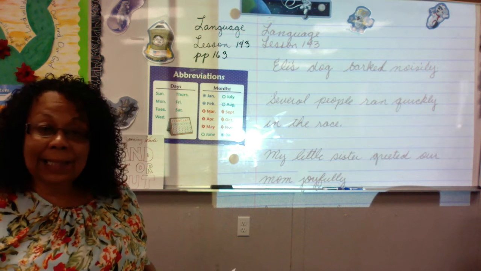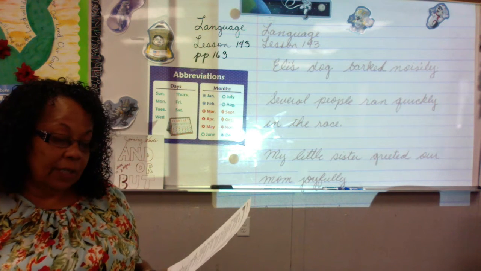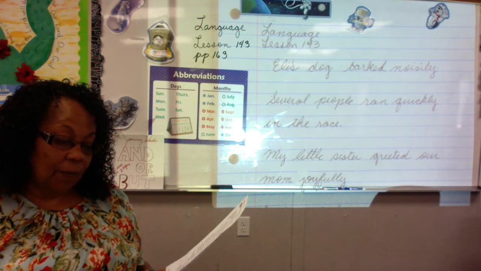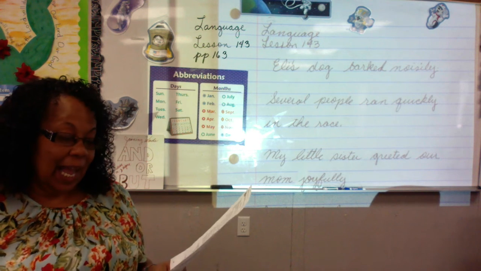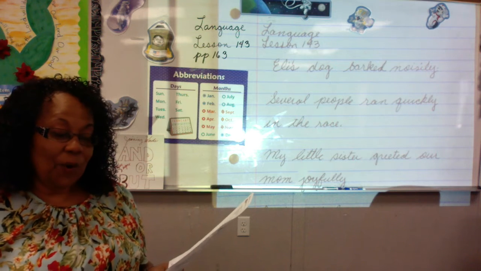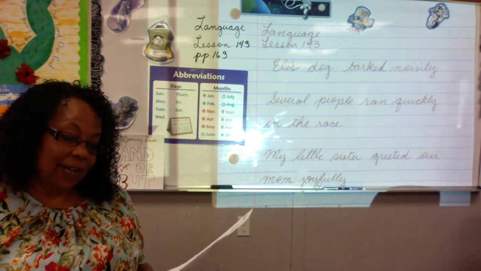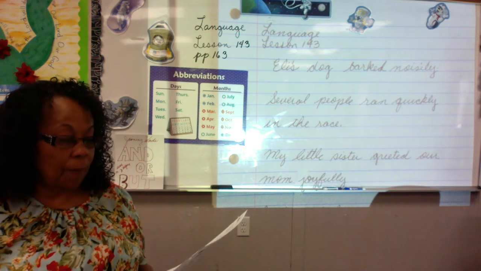Next one, and the last one. The neighbors gave me some warm bread. The neighbors gave we some warm bread. And the answer is us instead of we. The neighbors gave us some warm bread.